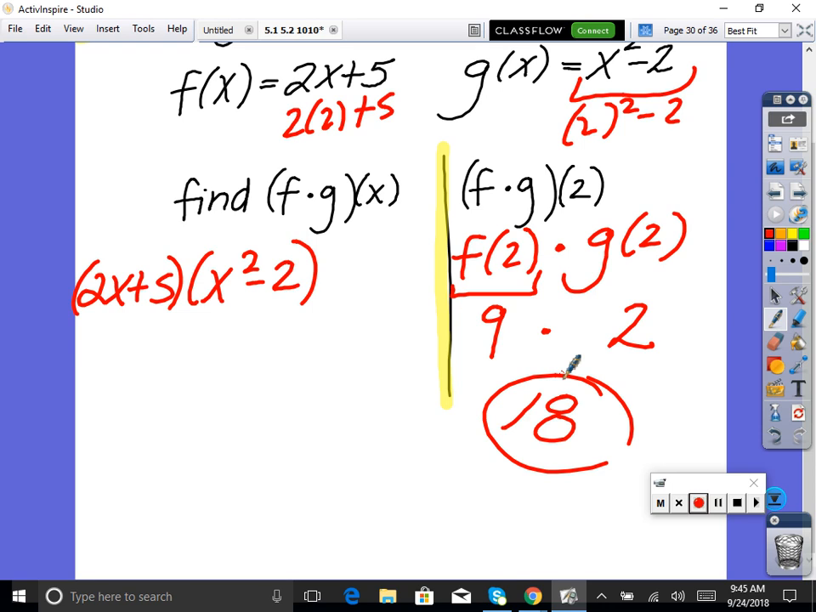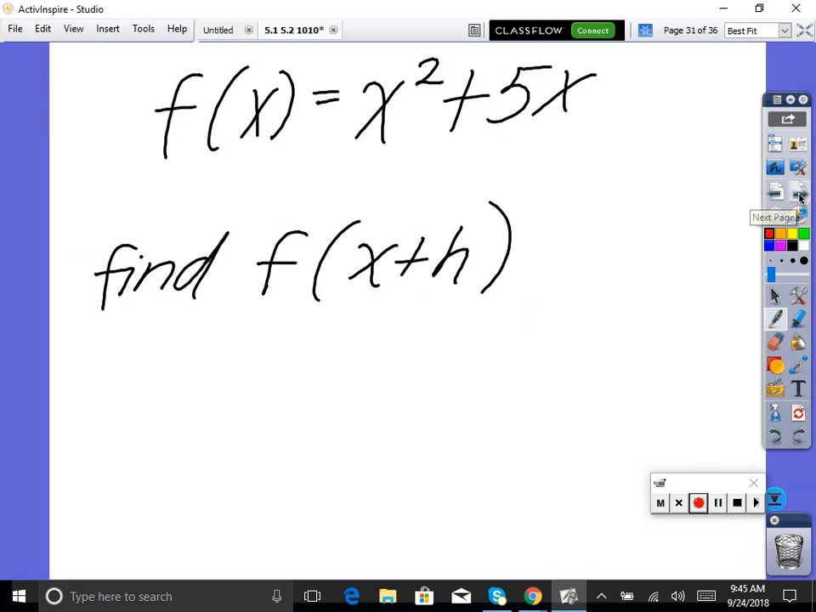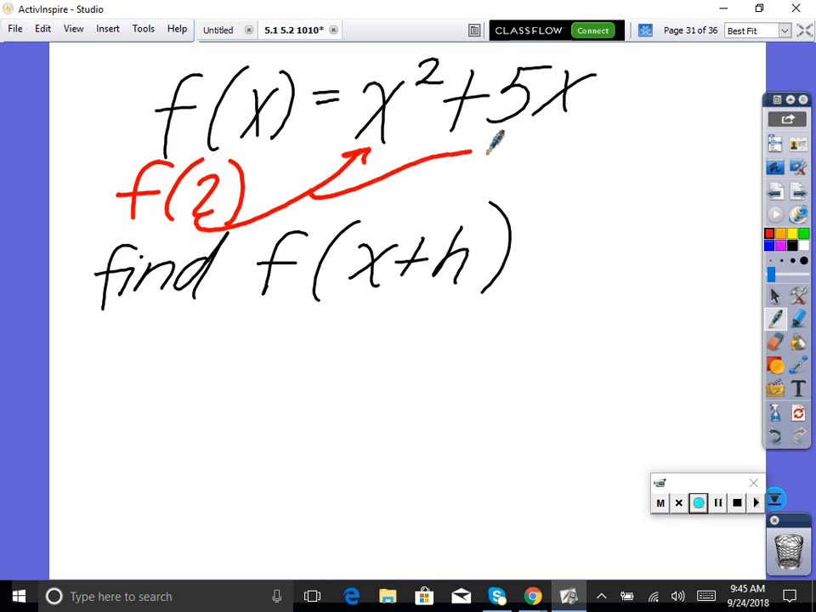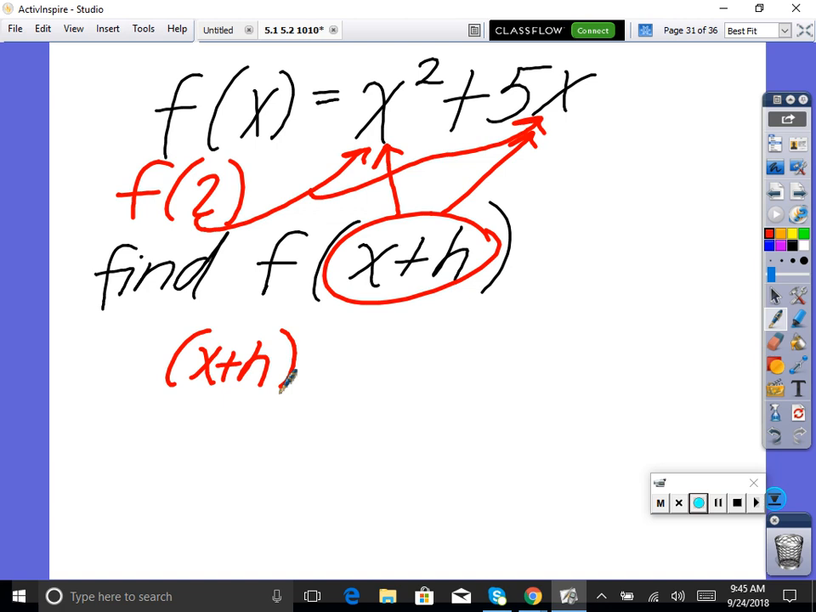Are we all good? Alright, we're almost done. People get thrown off with this. F of x plus h. In fact, I know people do because I saw it on the last test. Especially when we have 2 x's. Now look, you wouldn't get thrown off if I said find f of 2. You'd say I take 2 and plug it in wherever there's an x. So same thing here. We take x plus h and plug it in wherever there's an x. So that would be this. X plus h squared plus 5 times x plus h.